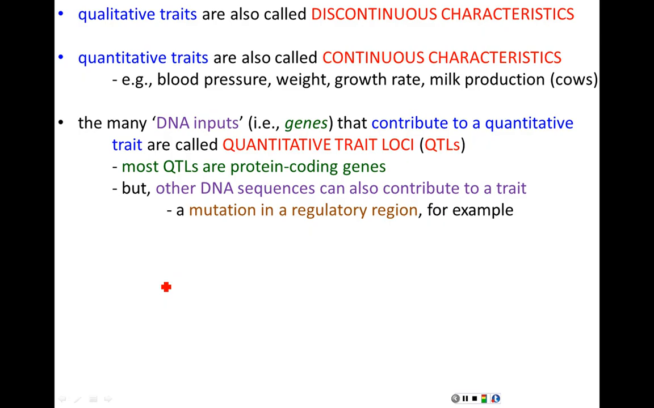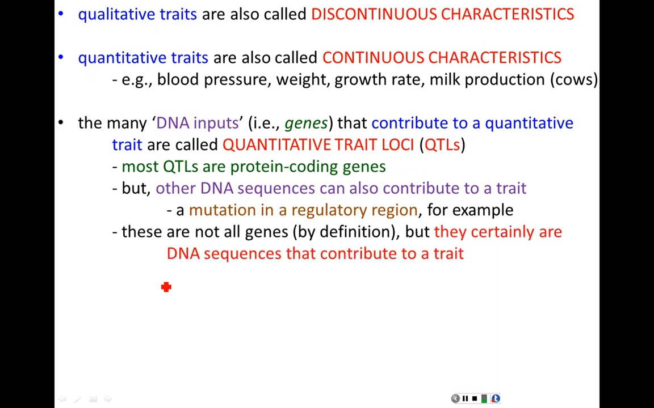So sequences of DNA can play roles in gene expression. Sequences of DNA can play roles in phenotype, but not themselves necessarily code protein. A mutation in one of those regulatory regions that causes a regulatory protein to no longer be able to bind is certainly going to affect gene expression. It's certainly going to affect the outcome of the trait. But the mutation occurred in a region of DNA that itself was not protein coding.